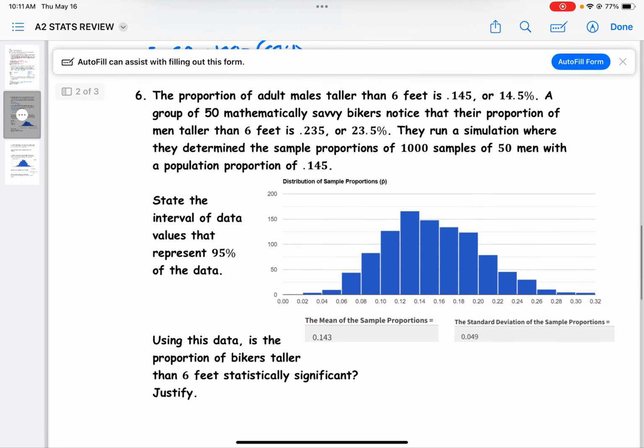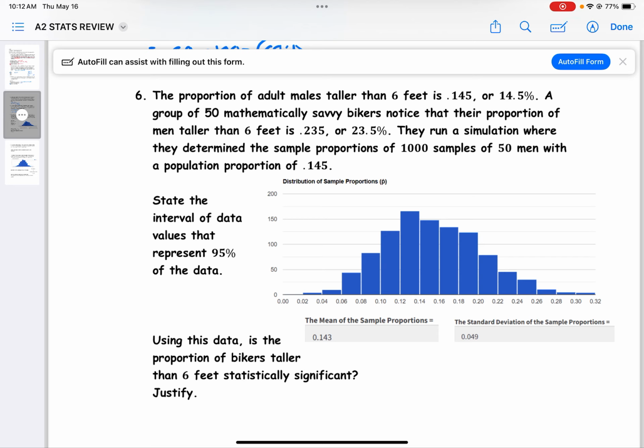And that takes us into number 6 and 7, which are going to deal specifically with our confidence intervals and our ability to make inferences. So the proportion of adult males taller than 6 feet is 14.5%, or 0.145. We got a group of bikers. Their proportion of people taller than 6 feet is 23.5%. And they want to know if that is statistically significant, right? Is that unusual for them?